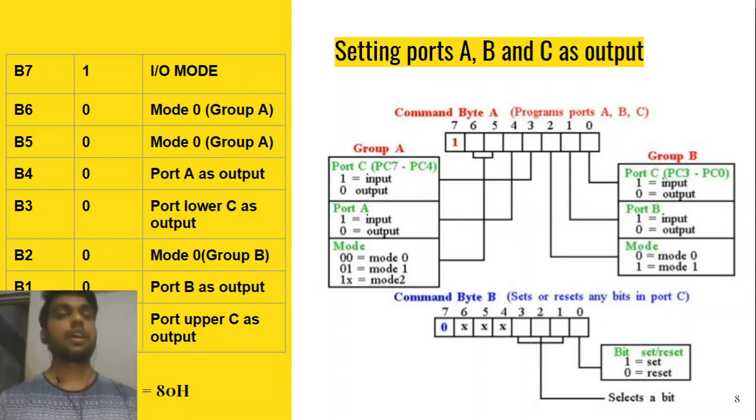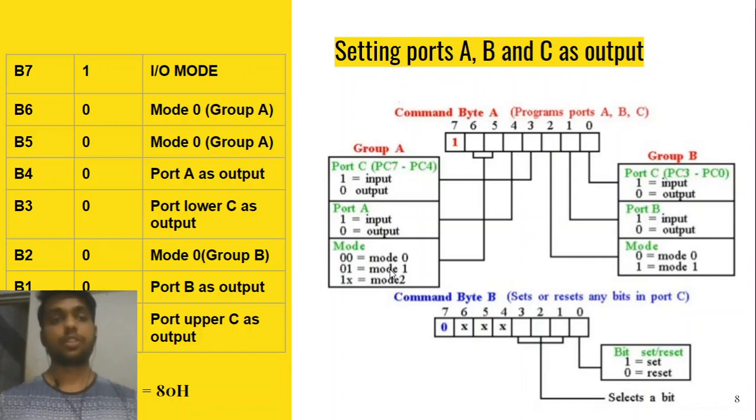Also in this project, both group A and group B will work in mode 0, that is, they will transfer data directly without any handshaking. So for selecting mode 0 for group A, we'll need the combination 00 on bit 6 and bit 5, as shown here.